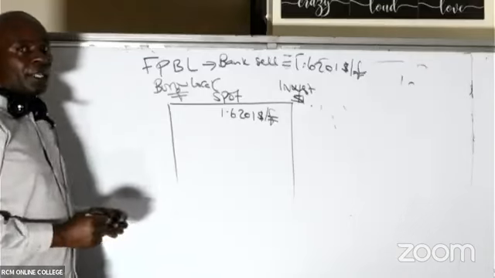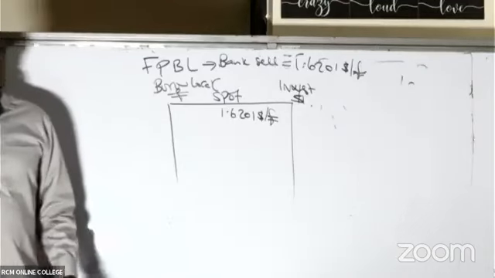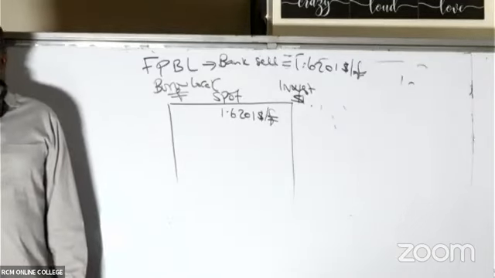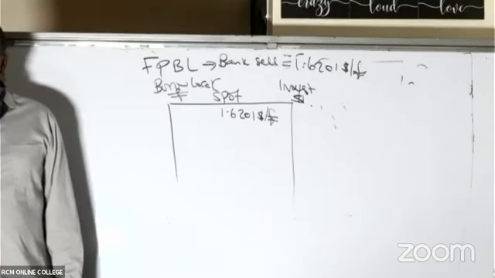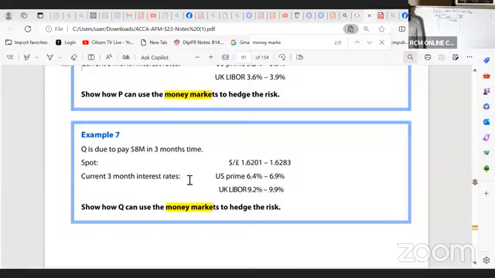What is the borrowing rate of the pound? Thank you very much, Hilda. So you see here, current 3 months interest rates. Pound, you can see it is not US, it is UK. It is UK LIBOR, London Interbank Offer Rate. You don't even have to know the full meaning of that.